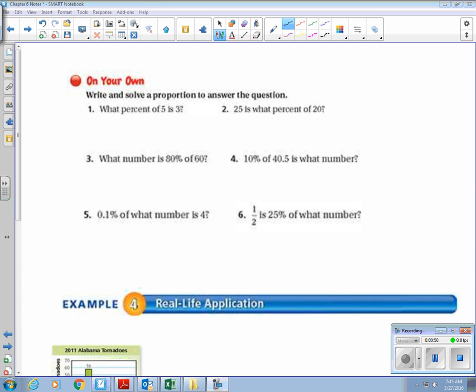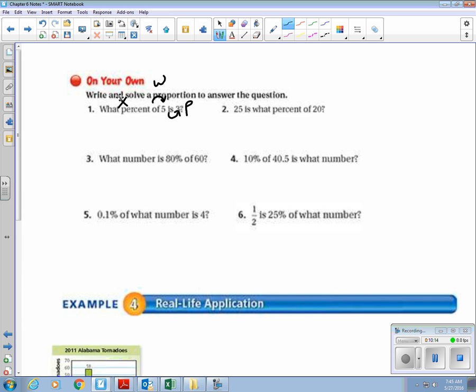Okay, so hopefully you've taken care of those problems. So let's start with number one. What percent of 5 is 3? So the "what percent", that's the variable, the question. "Of" is connected to 5, all right, and "is" is connected to 3. So "of" is the whole, "is" is the part. So I can go ahead and do this.